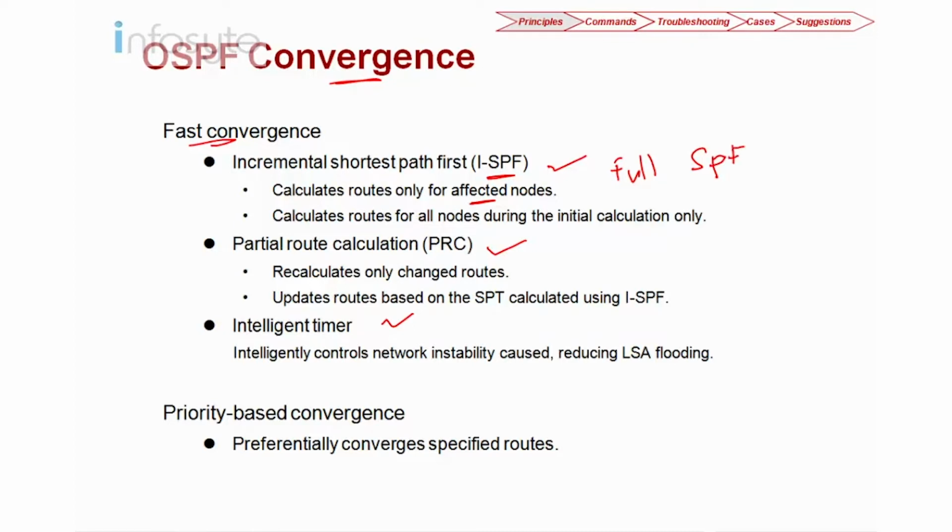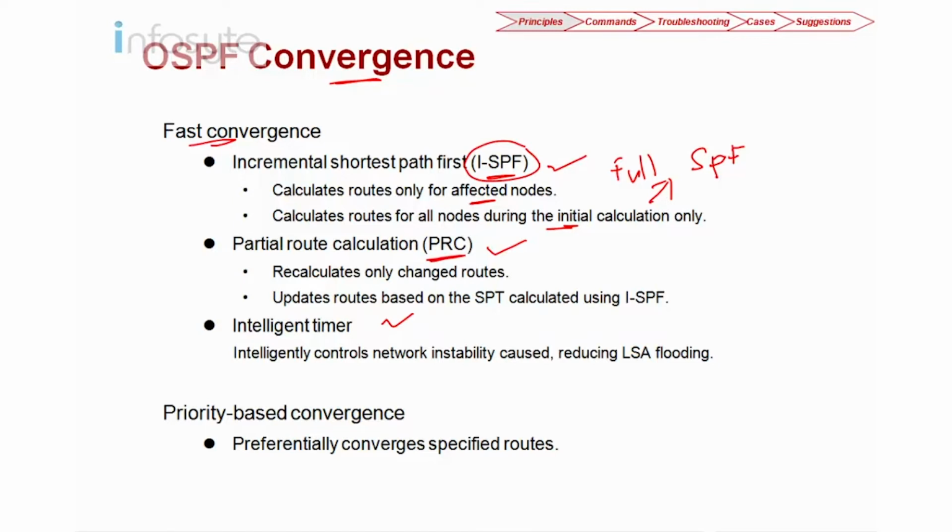They go for the incremental shortest path first. It calculates the route for all nodes during the initial state only. So the full shortest path first is only for the initial calculation. Any new route added in, they go for the incremental shortest path first.